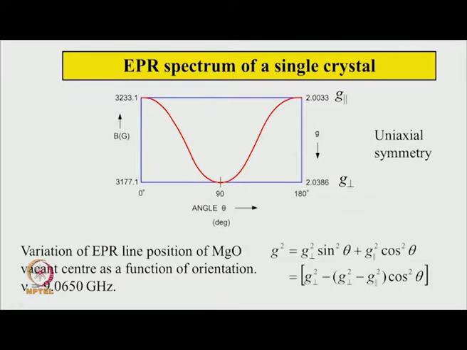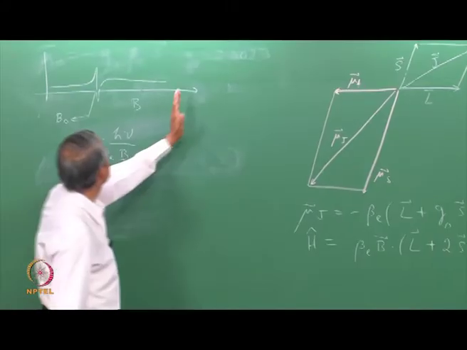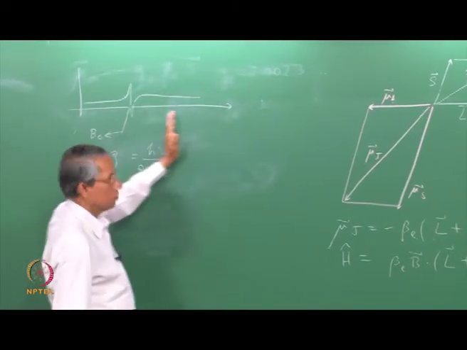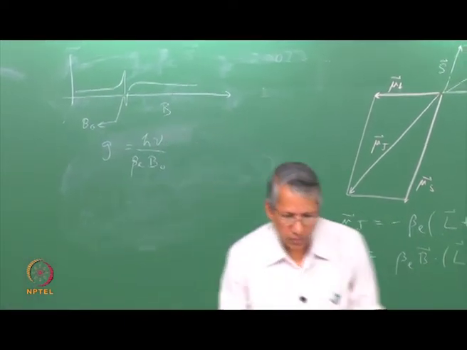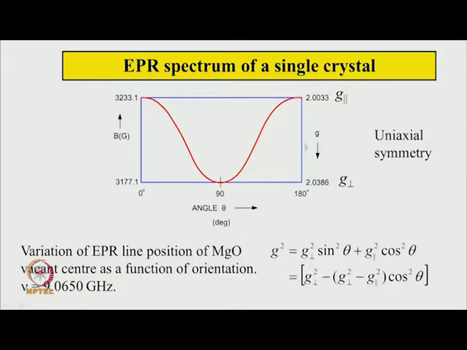Okay, this is the result here. You see the angle is varied from 0 to 180 degrees. This is the position of the EPR signal in magnetic field units. It starts at 3233.1 Gauss, and as the angle is changed, this becomes smaller and smaller, and somewhere at 90 it reaches a minimum, then again it goes back. It starts from here, goes down, down, down, and again goes back. So for each orientation one can determine the G value, and this is shown here.